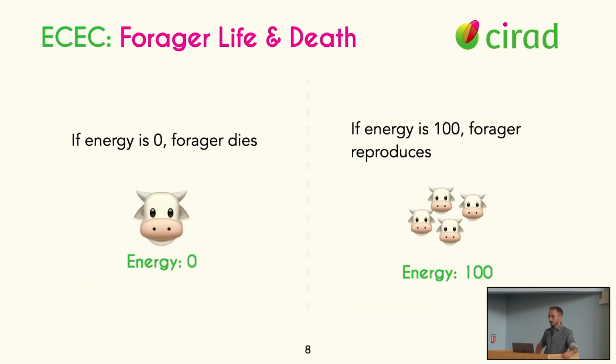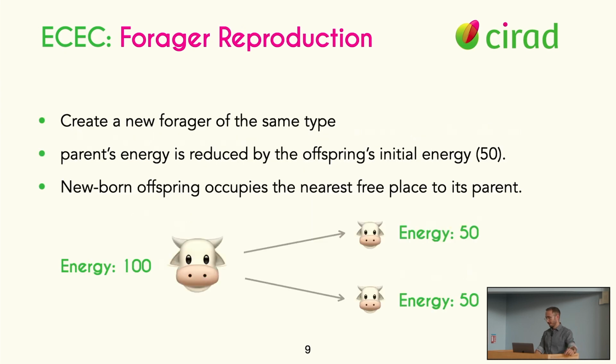If the forager's energy is 0, it dies because there is no more energy. If their energy is 100, they reproduce. These are the rules of reproduction. They reproduce asexually, so they don't need any partner. They just create a new forager of the same type: restrained foragers create other restrained foragers, and unrestrained foragers create other unrestrained foragers.